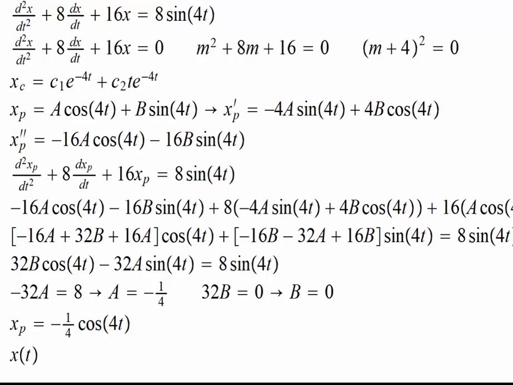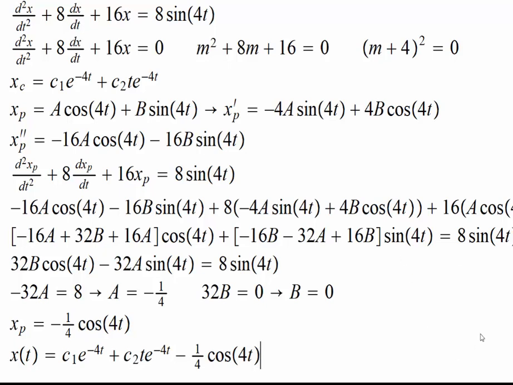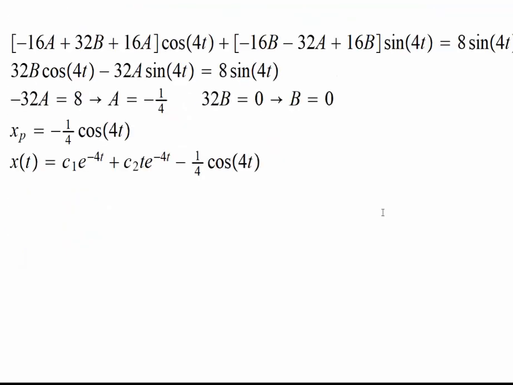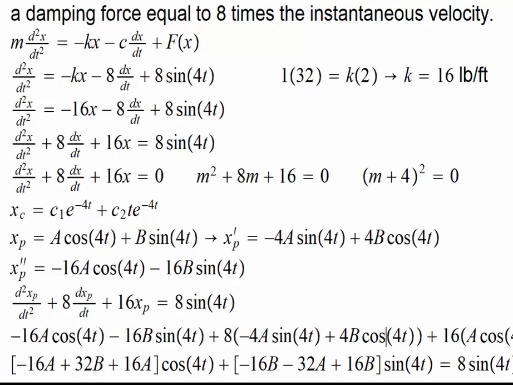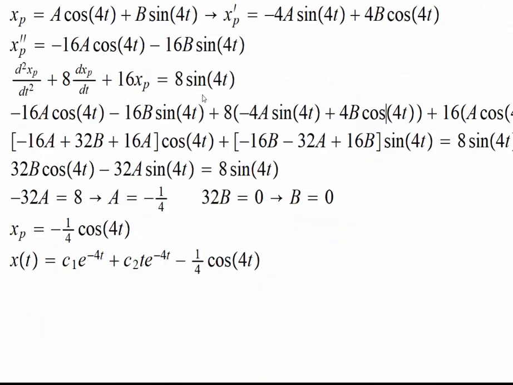So what is our general solution then? Our general solution is the complementary function plus the particular integral. Now let's go back to the question, and I don't know why we didn't write the initial conditions before. Let's see if there is anything to give us the initial conditions. So it is at rest in the equilibrium position. That means that we may assume that x at 0 is 0, and so is x prime at 0 is 0, and you can just find it in the routine fashion.